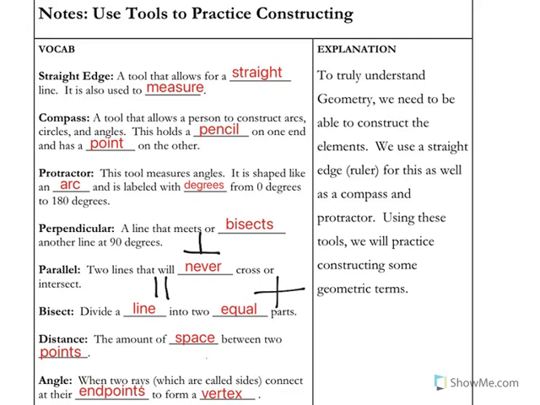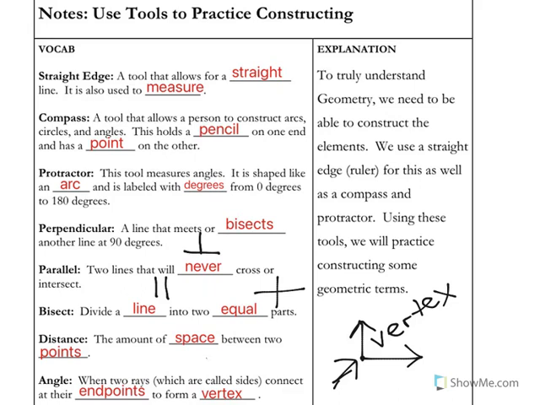And an angle. When two rays, we call them sides when it's an angle, but those two rays connect at their end points to form a vertex. So you've got one ray doing this, here's its end point, and you've got another ray doing this. And this right here is called a vertex. That is the place where the two rays meet to form the angle.